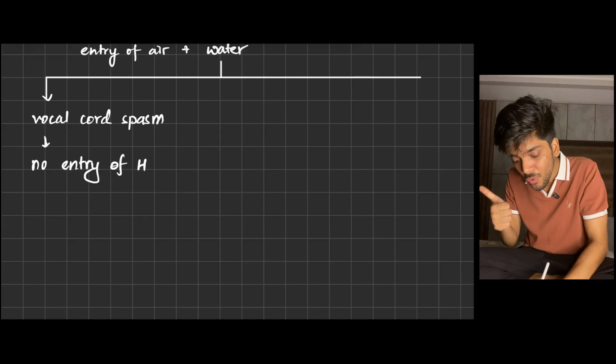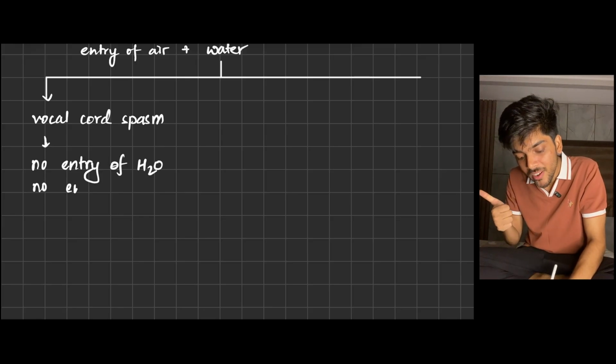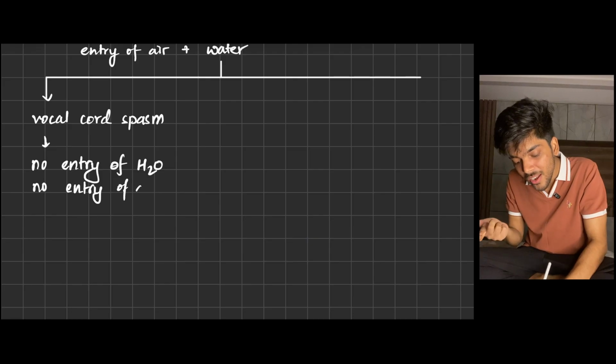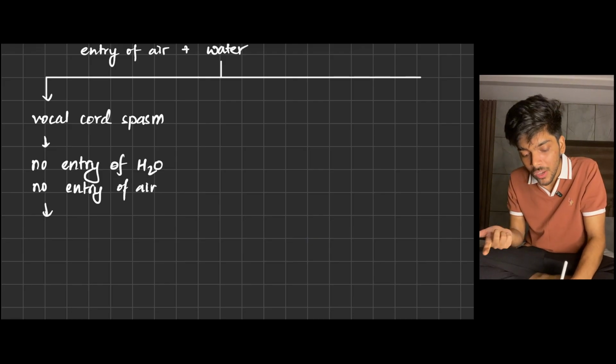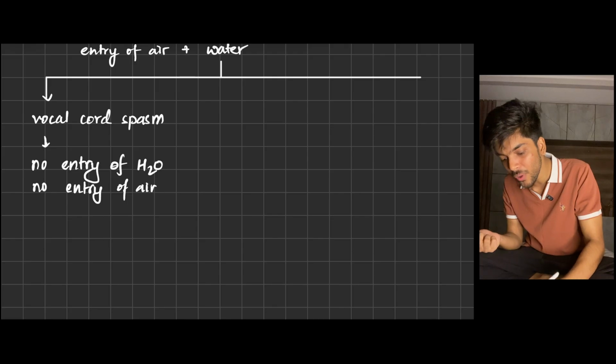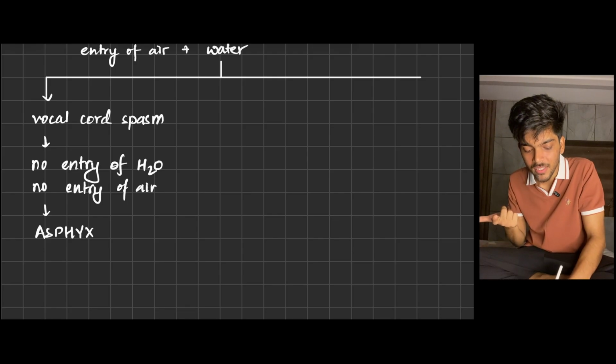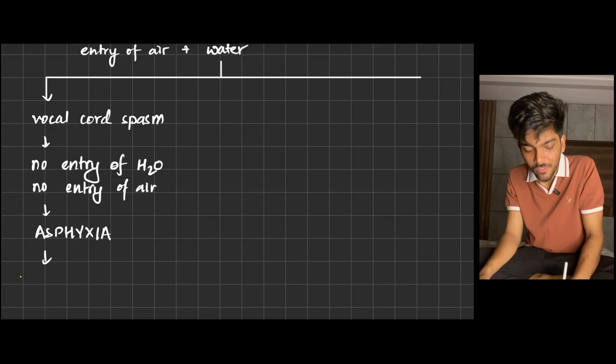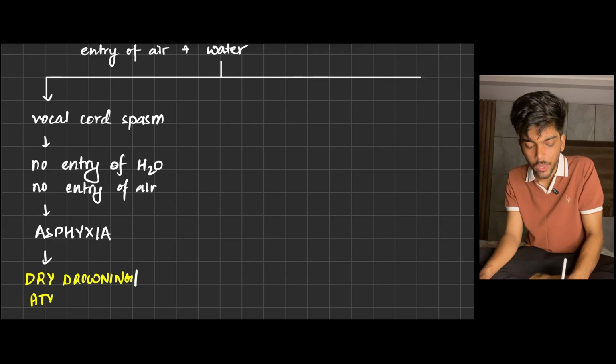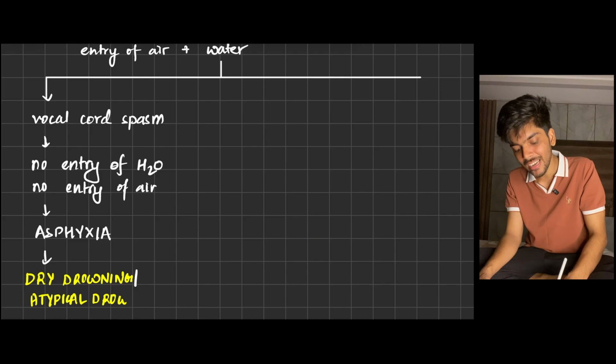No, because along with water, there is also no entry of air. And if there is no entry of air, aeration of blood will not take place. And what do you call when there is defective aeration of blood? You call it asphyxia, and there is death by asphyxia. This right here is referred to as dry drowning, aka atypical drowning. Why is it called dry drowning? Because the water does not enter inside the lungs, so the lungs are relatively dry.